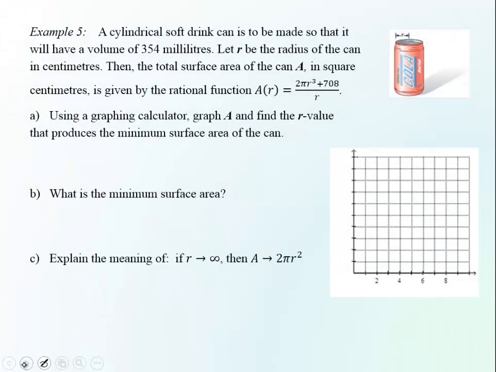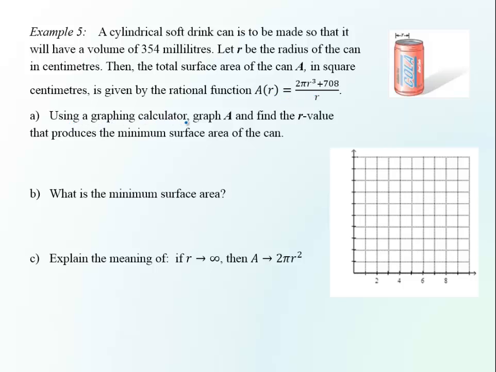And finally, we have one application problem. A cylindrical soft drink can is to be made so that it will have a volume of 354 milliliters. Let r be the radius of the can in centimeters. Then the total surface area of the can, A in square centimeters, is given by the rational function. Wow, we don't even have to develop this formula. It is already given. That's great.